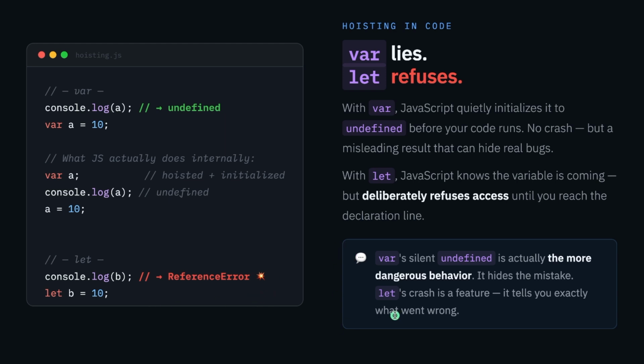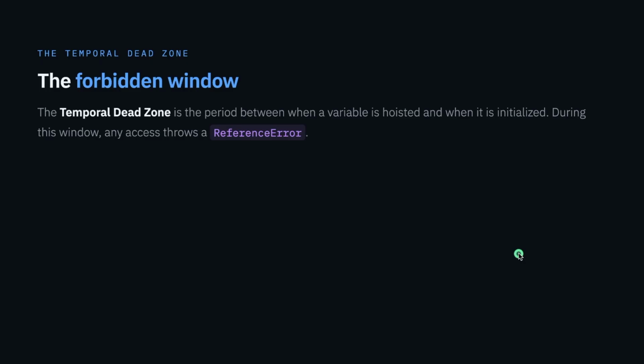As it is written here, var's undefined behavior is very dangerous because it hides the mistake. That's the reason we tend to use let, because improperly using let will cause the script to crash and it tells you exactly what went wrong. So at this point, we have understood what scope is and what hoisting is. Let's now understand the temporal dead zone, which is a very important topic. The temporal dead zone refers to a forbidden window between when a variable is hoisted and when it is initialized.